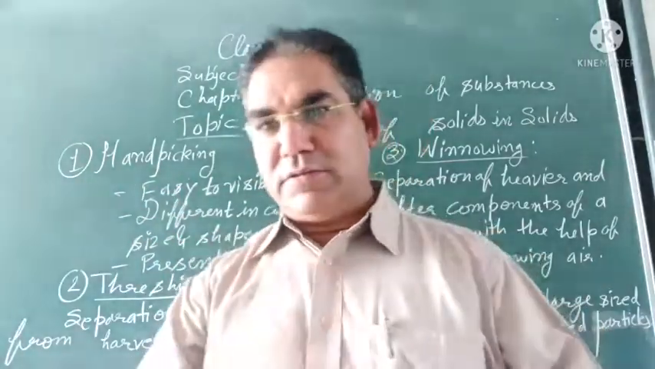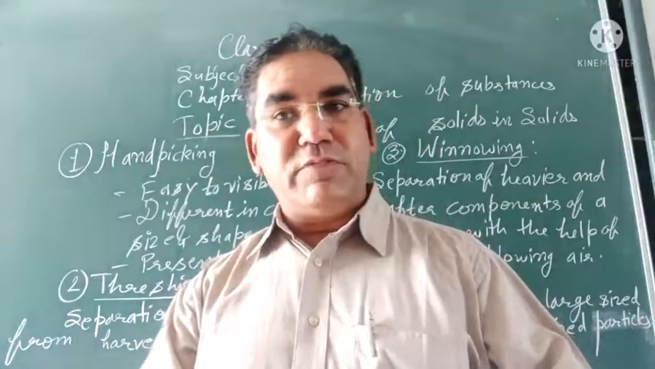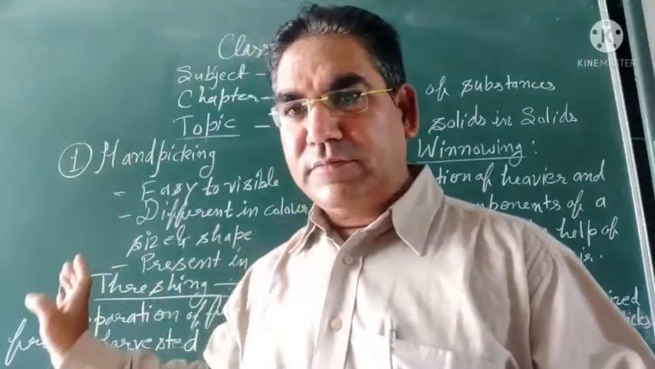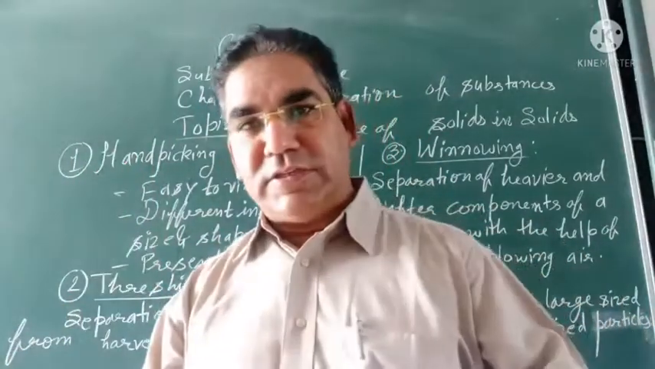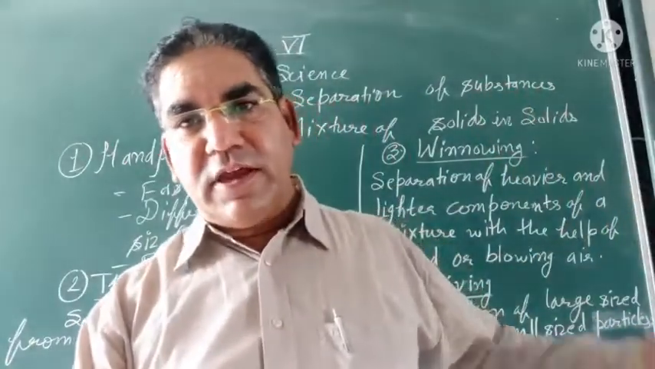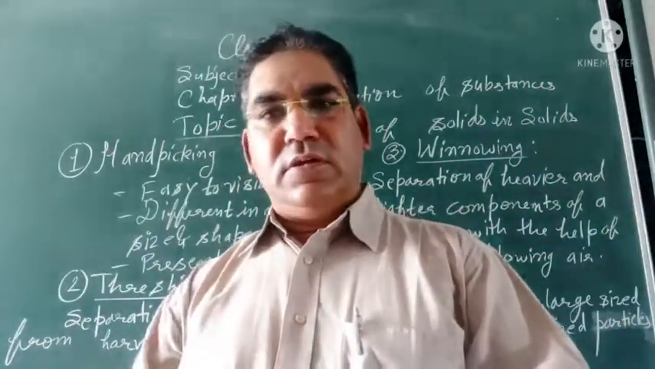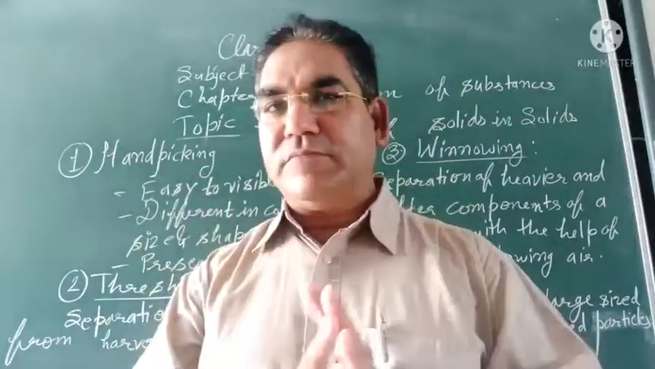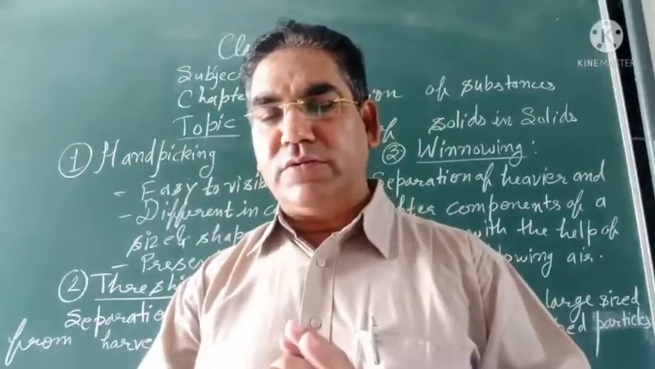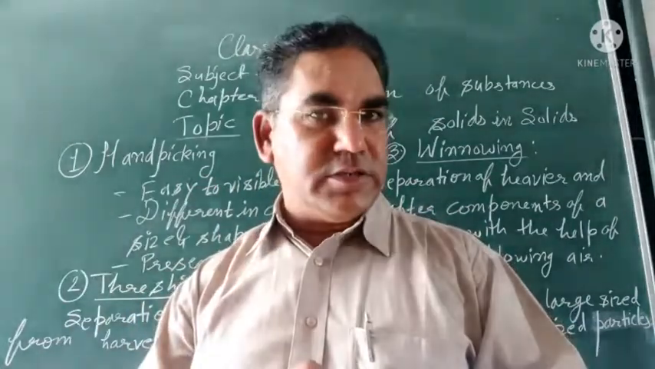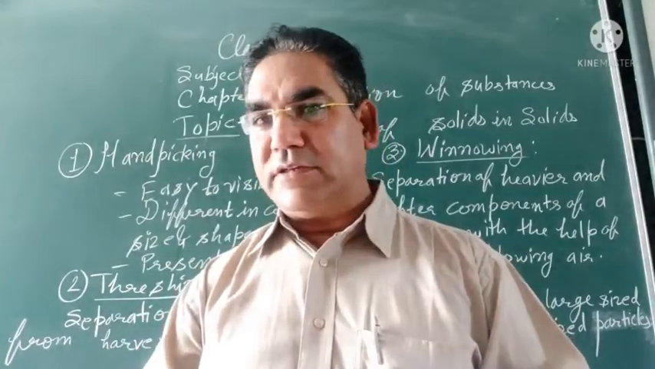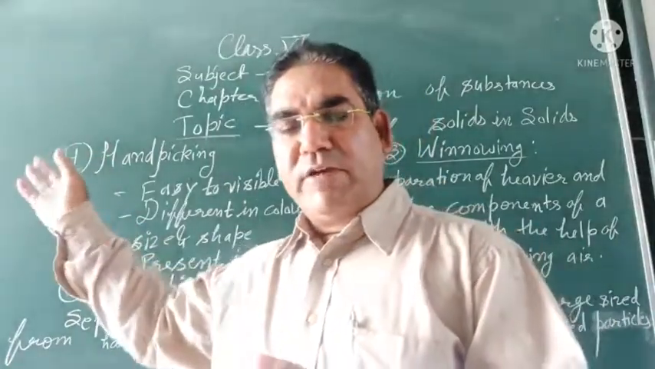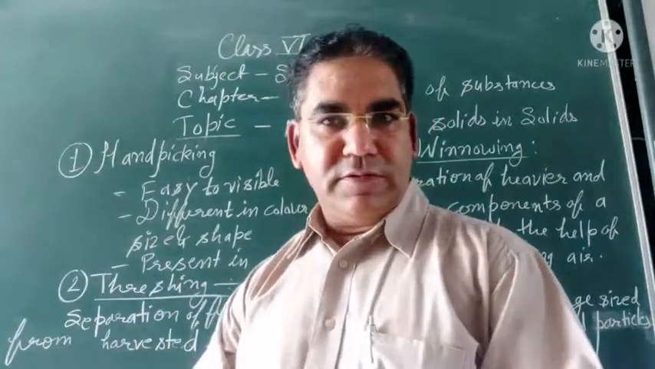There are four methods to separate solid from the solid. Number one, hand picking method. Second one is the threshing. Third one, winnowing, and fourth one is the sieving. Out of these four methods, threshing and winnowing are used mostly in agriculture. Now look one by one. Number one method is the hand picking method.